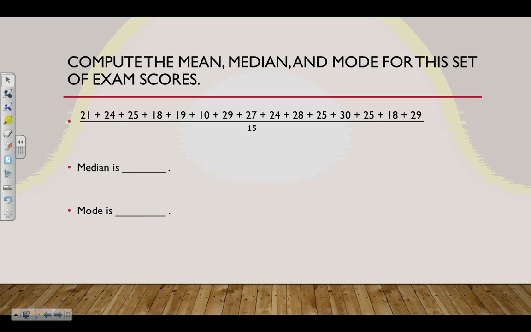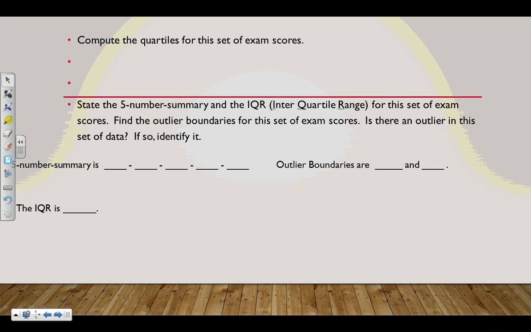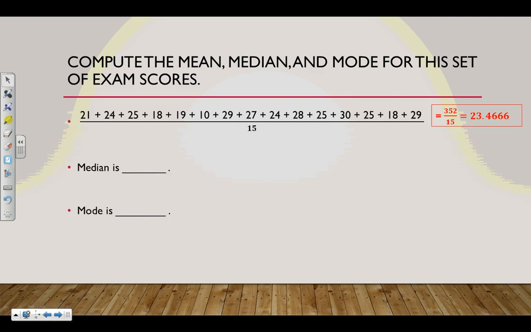Compute the mean, median, and mode for this set of exam scores. Hopefully you don't have much trouble with that. I already added these up, divided by 15. Earlier in my office, it's 23.4666. Now, finding the median is a whole other ballgame.